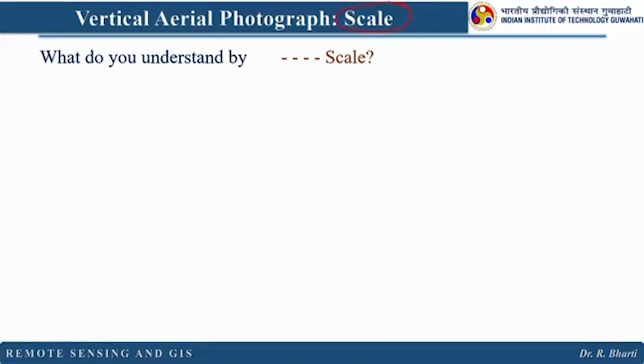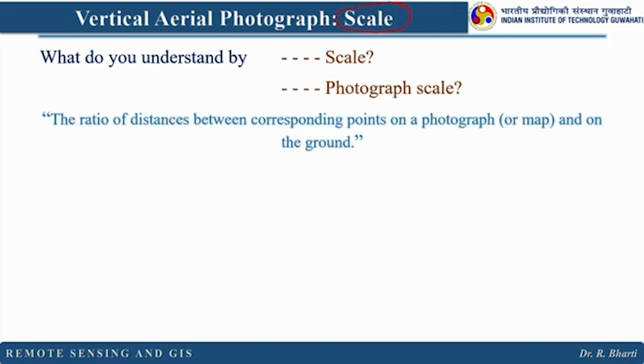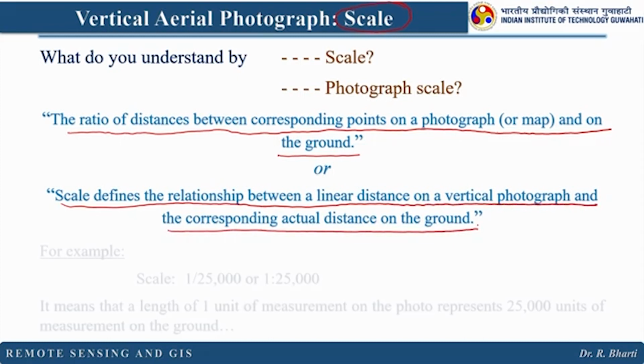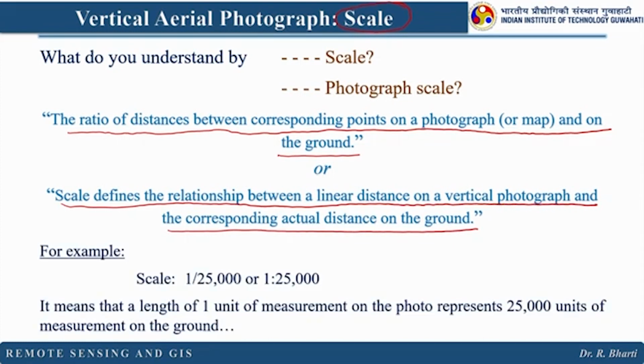So let us start with what you understand by scale, and that too photograph scale, because now we are talking about the photograph. This is the ratio of distances between corresponding points on the photograph, which is basically the map, and on the ground. In other words, scale defines the relationship between a linear distance on a vertical photograph and the corresponding actual distance on the ground. I hope this is very clear. This is a very simple statement, so you can understand easily.